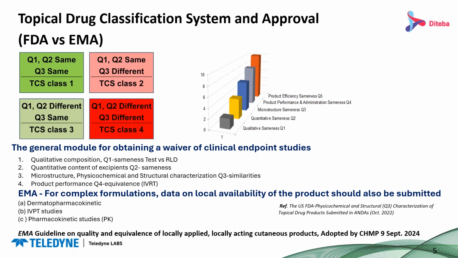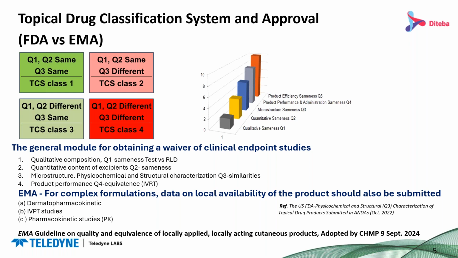We have classification systems showing on these slides. The FDA and EMA classify topical drugs into 4 classes based on the qualitative and quantitative compositions, microstructure arrangements of matter, and in vitro release. The topical generic products classification and their eligibility for biowaiver is described in detail in the presented FDA references and in the newly revised EMA guidance on quality and equivalence of locally applied, locally acting cutaneous products.